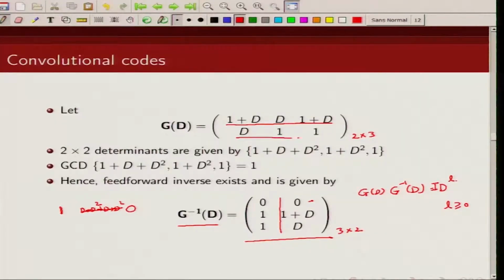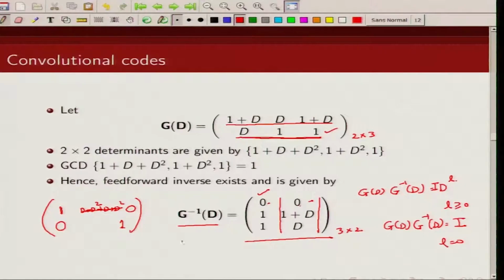Next, multiply this row by this column. What we get is d times 0, 1 times 1, 1 times 1. So, 1 plus 1 is 0. And if you multiply the second row by the second column, what you get is 0 times d, 1 times 1 plus d, and 1 times d. So, that is 1 plus d plus d, which is 1. So, again what we are getting for this case is that G(D) times the inverse is an identity matrix. So, L is 0 essentially here.